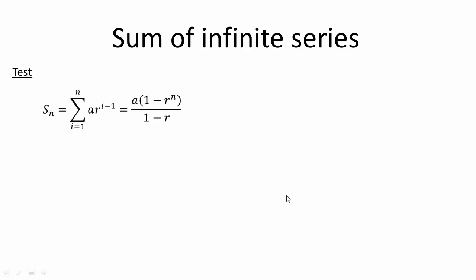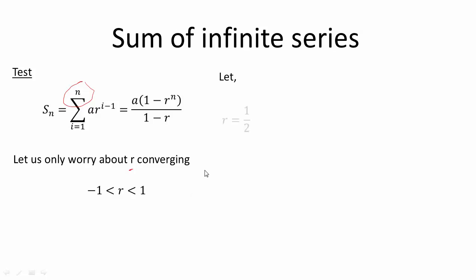Let's have a look at this test. We know previously that the sum of a finite geometric series, where there is a last number in the series, in this case n, is equal to a(1 - r^n) over 1 - r. And this is an equation you would already have learned. We are only concerned about where r is converging, that is to say, where r is less than 1 and greater than -1, as we've done here. Let us take r equal to a half. It fits inside this bracket here.